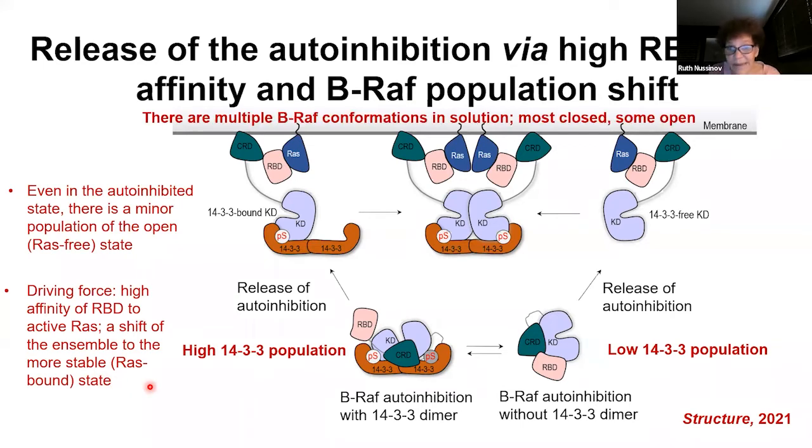So our premise is that there are multiple B-Raf conformations in solution. Most are closed because this is the more stable state, but some are open, and with the high affinity, this is how they bind, and there is a shift of the ensemble toward the stabilized active state. So this we published last year.